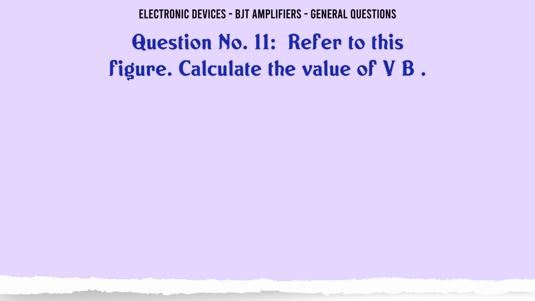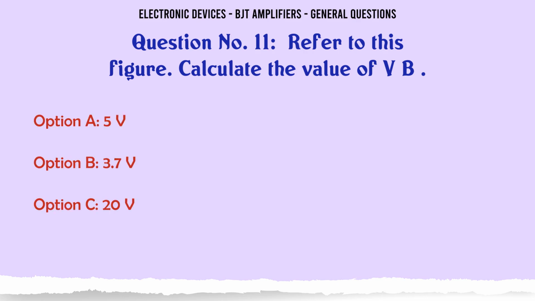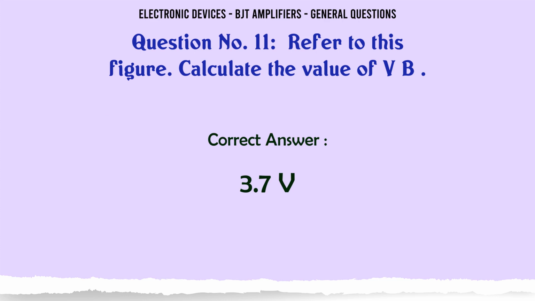Refer to this figure. Calculate the value of VB. A. 5V. B. 3.7V. C. 20V. D. 3V. The correct answer is 3.7V.